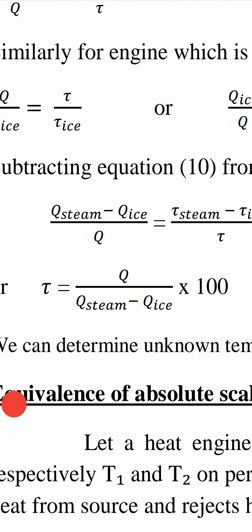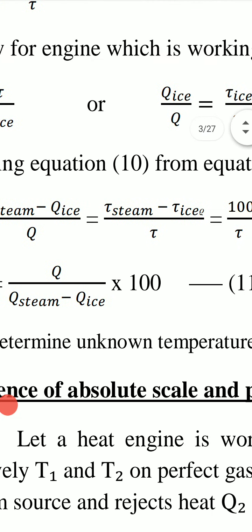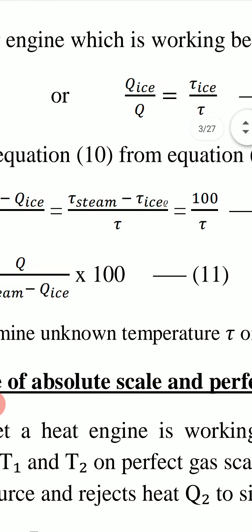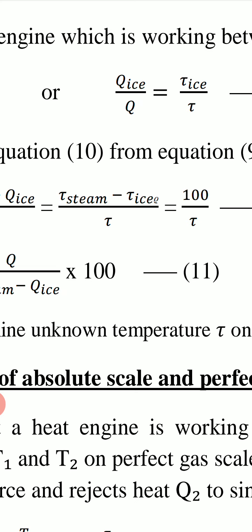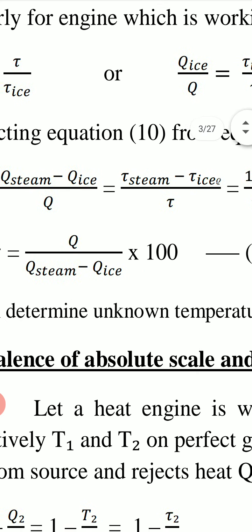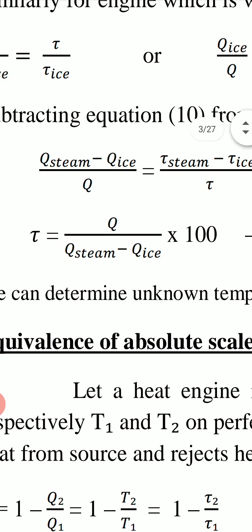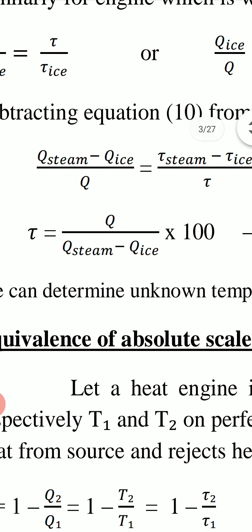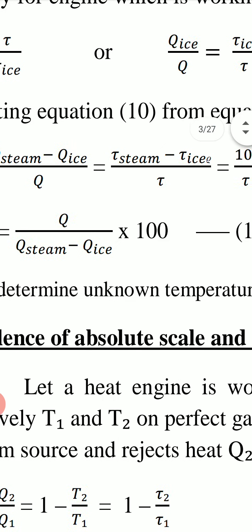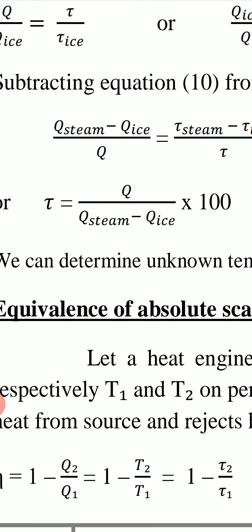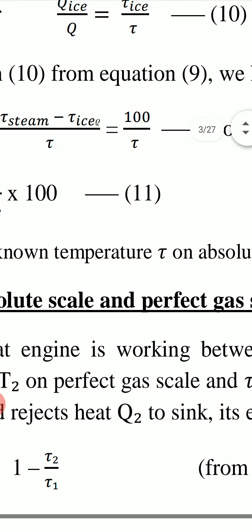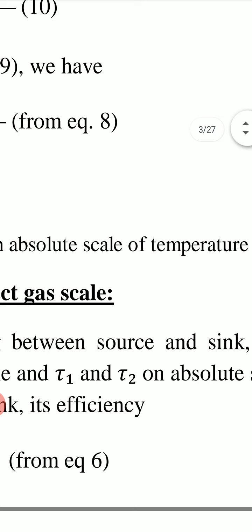Q steam minus Q ice upon Q is equal to tau steam minus tau ice upon tau, and tau steam minus tau ice is 100. So the right hand side is equal to 100 upon tau, and from this relation we can find an expression for tau, which is the unknown temperature. So the unknown temperature tau is given by Q upon Q steam minus Q ice into 100. In this way we can determine the unknown temperature tau on this new absolute scale of temperature.